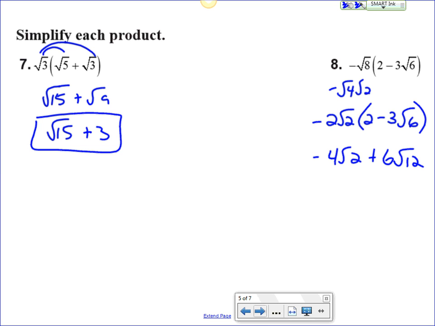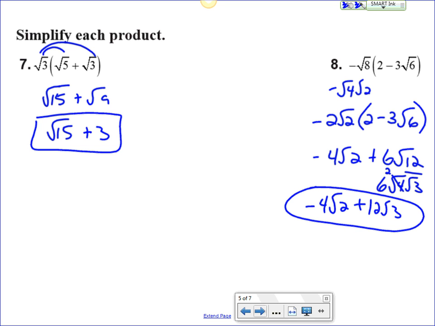So now, how do I deal with that? Well, I know that root 12 has still got a perfect square in it, which is 4. So that's 6 root 4 root 3. Root 4 is really 2, so it's 6 times 2, which is 12. So it's negative 4 root 2 plus 12 root 3. Now I can't go any farther because the root 3 and root 2 are not like terms, so I would stop right there.